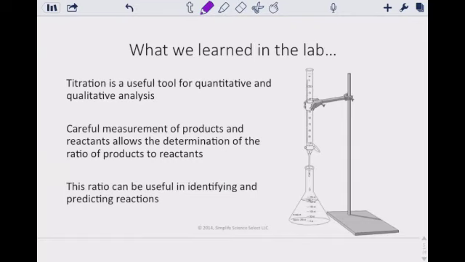Now what we should have learned from the lab is that titration is a useful tool for quantitative and qualitative analysis. So we can look at titration. Careful measurements of products and reactants allow the determination of the ratio of products and reactants, and that ratio can be useful in identifying and predicting reactions. And so we learned in the lab, looking at the different types of iron and copper through that titration, we can use that to figure things out about the reactants and the products.